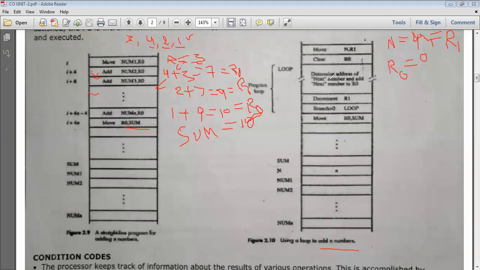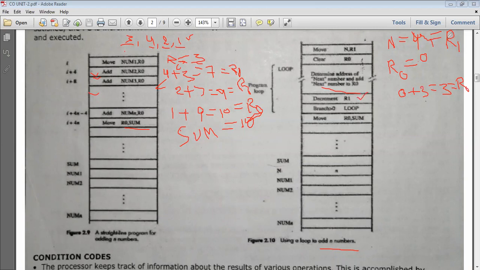Next, see here. Determine address of next number and add next number to R0. What is the first number here? 3. So 0 plus 3. In R0, we are having 0. The next number is 3. 0 plus 3 is equal to 3. Where is the result stored? Next number to R0. So this 3 is stored in R0.